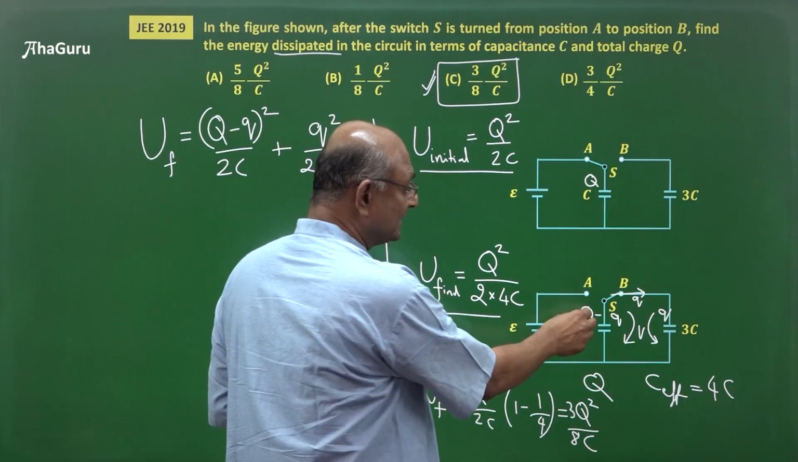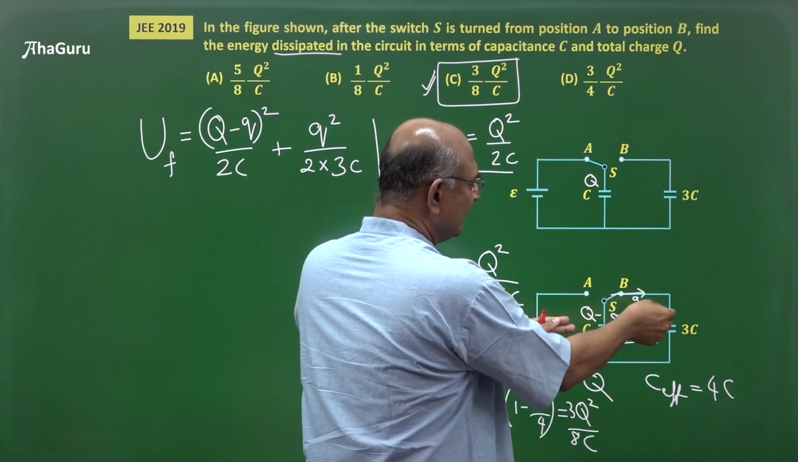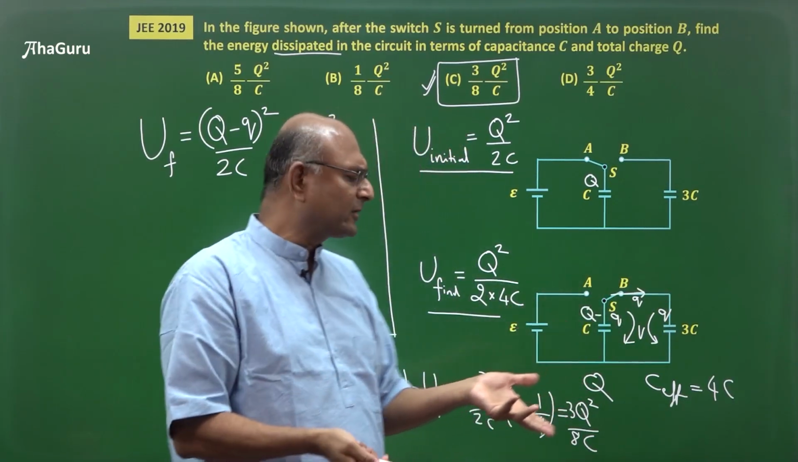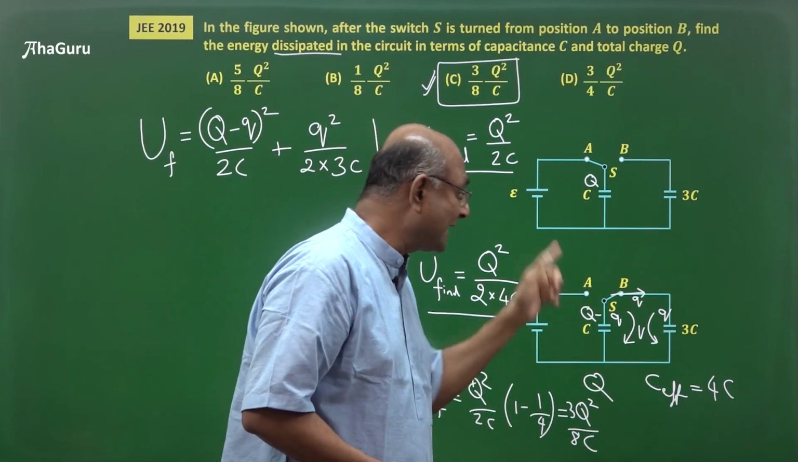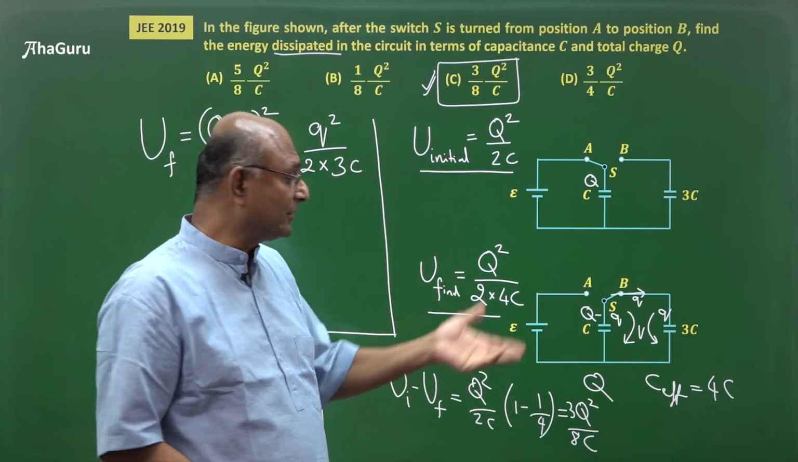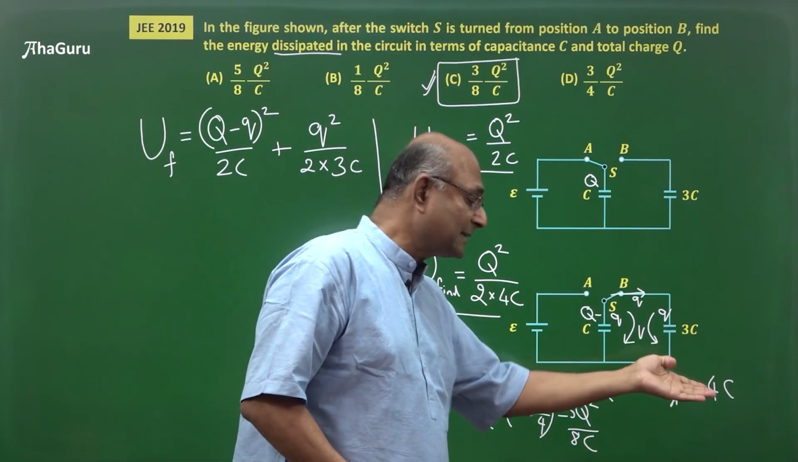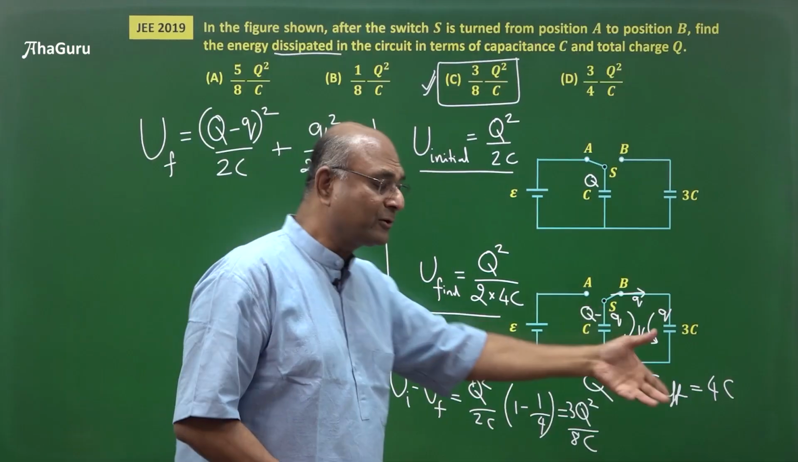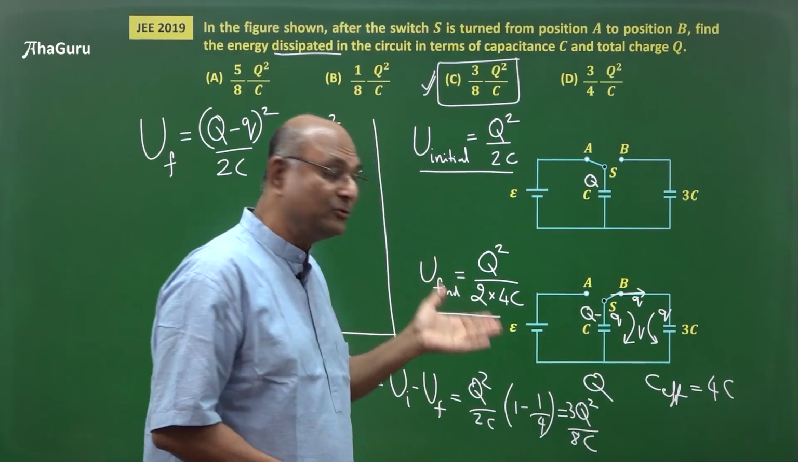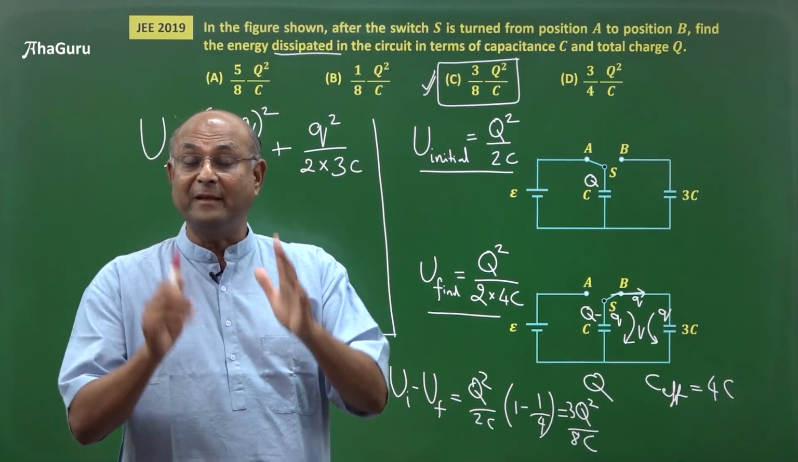Because once you realize that these two are in parallel, then you say, oh, total charge is capital Q and the effective capacitance is 4C. So that means the energy is stored using the formula. No, it is effectively this capacitance. So therefore, it must be Q square by 2 times 4C. And that gives you the answer very, very quickly.